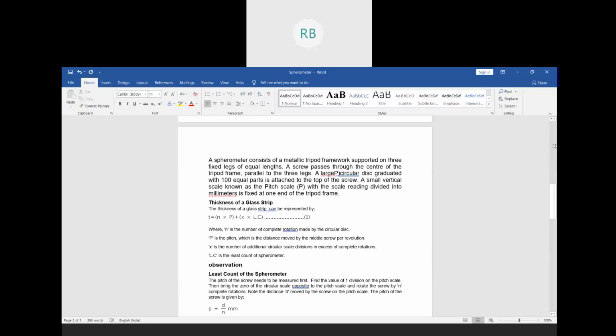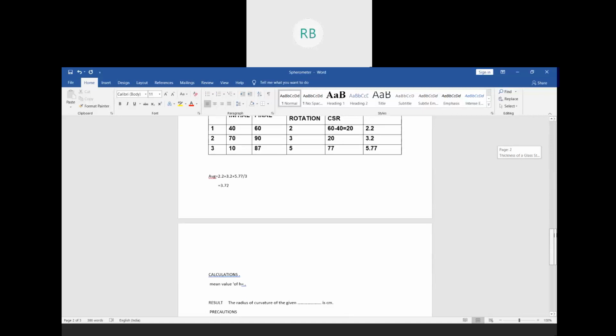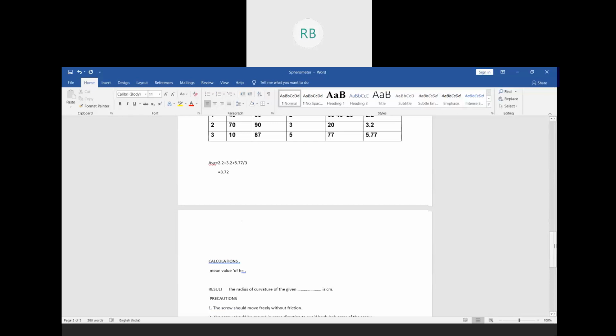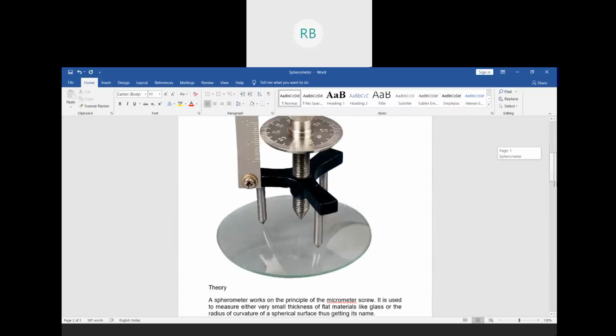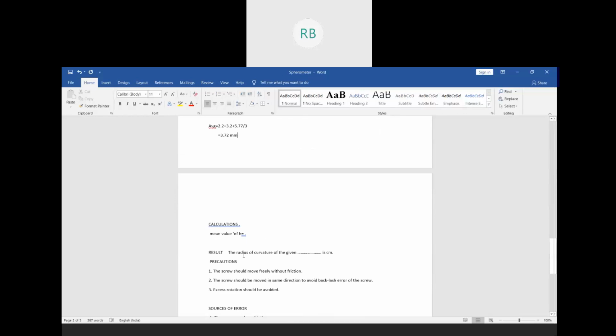Then this will be in mm. This will be the final result. Here the result should not be curvature, it should be the height, or thickness. You can write it as thickness also. That will be the result, the mean value. We have to write it here. This should be in the calculation part.